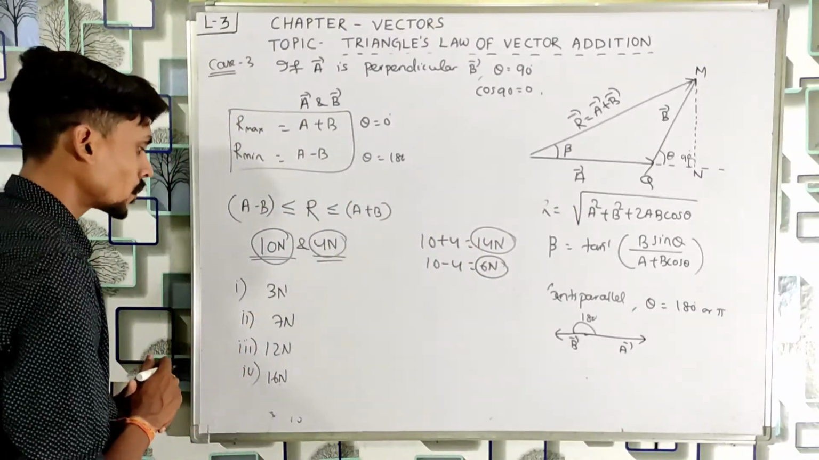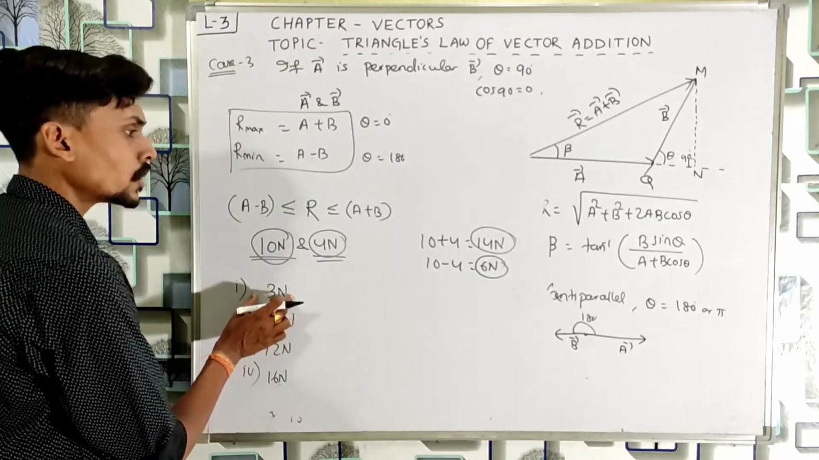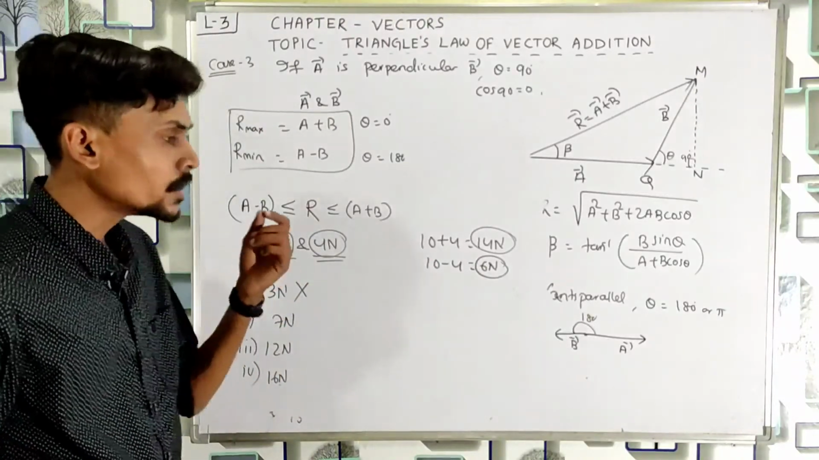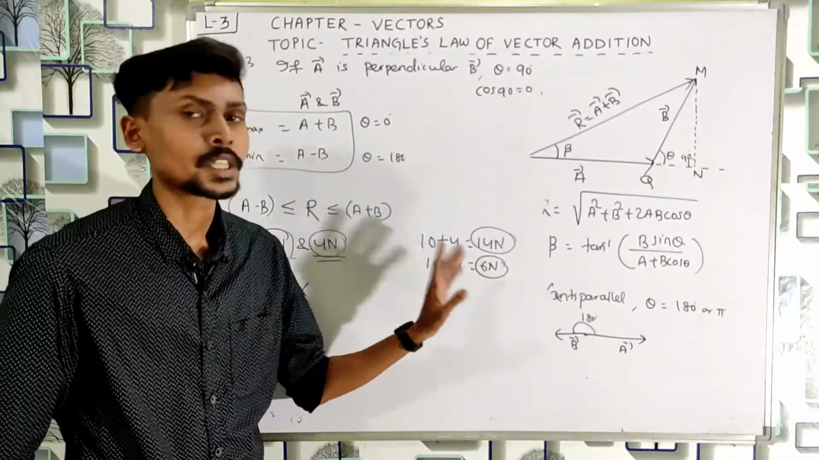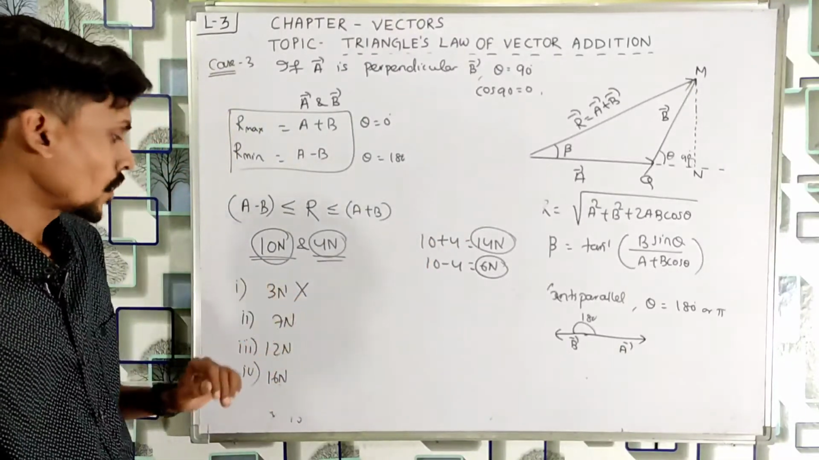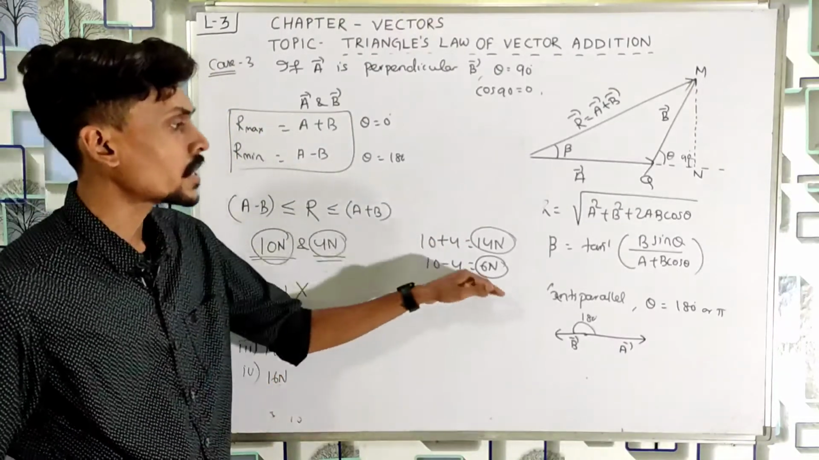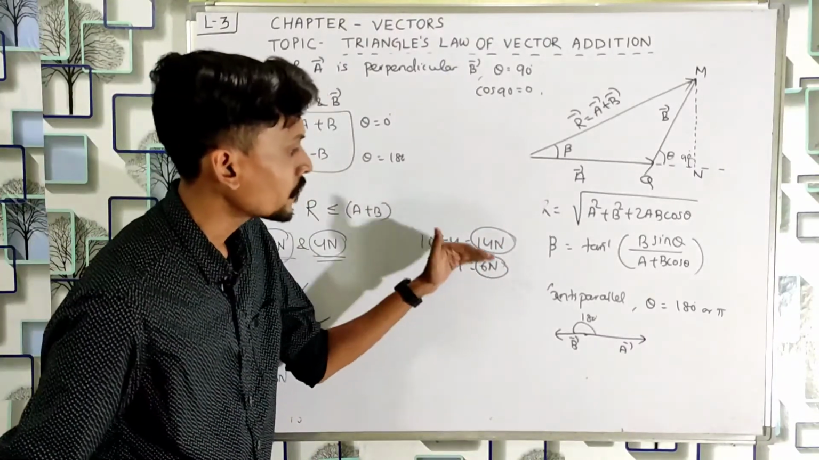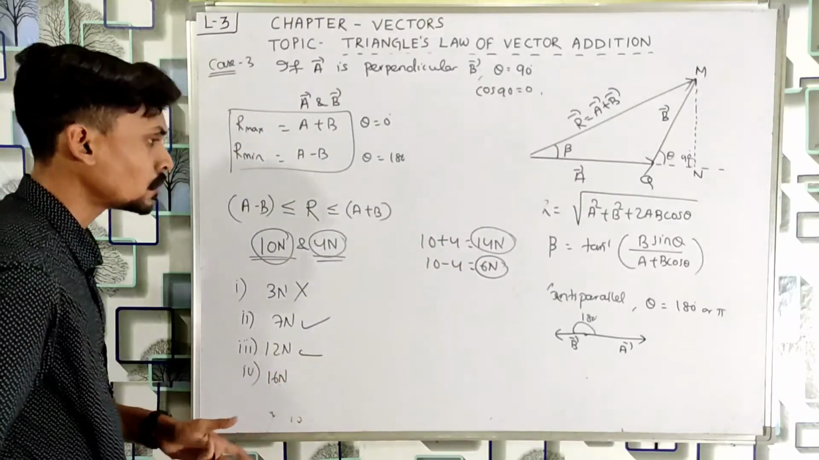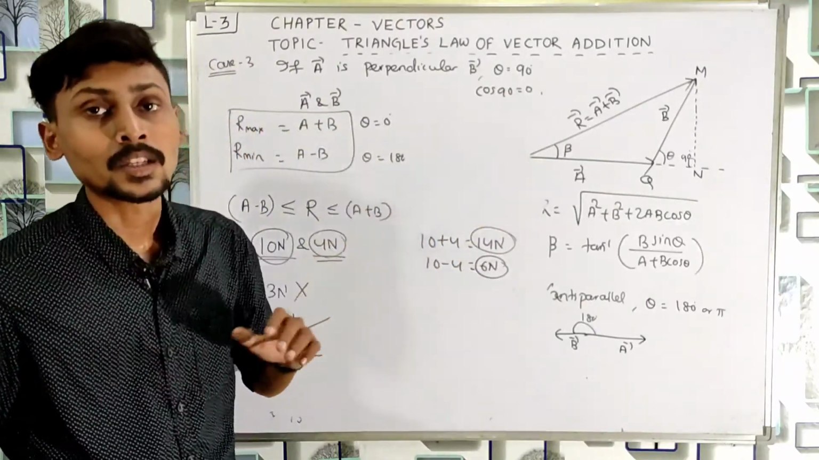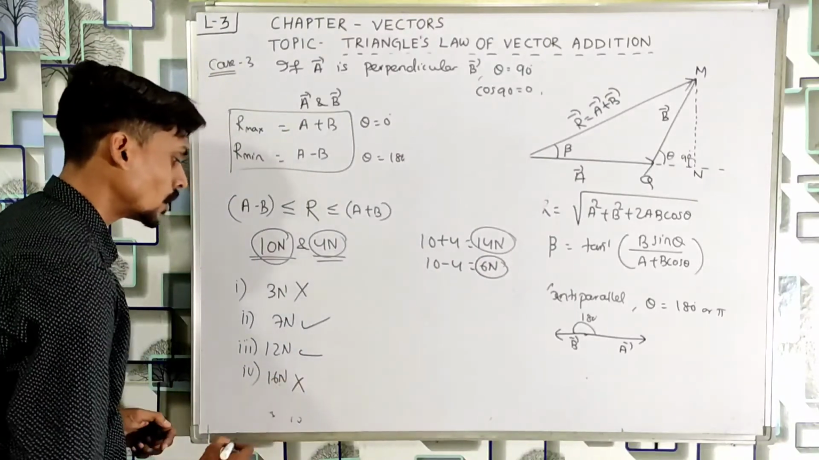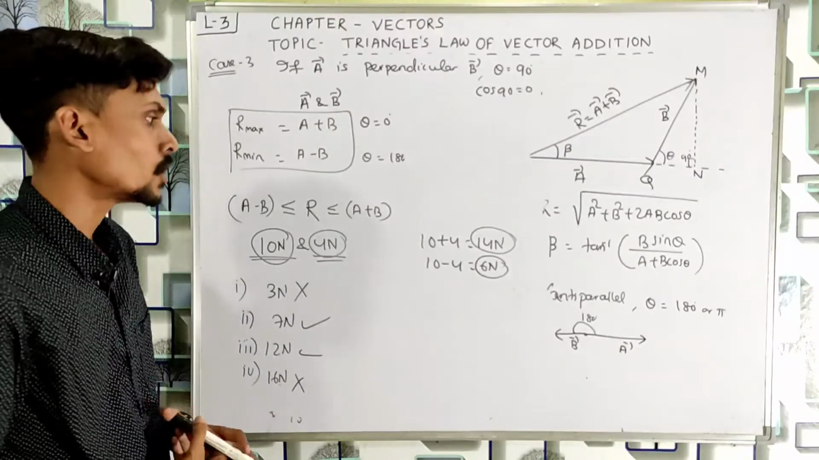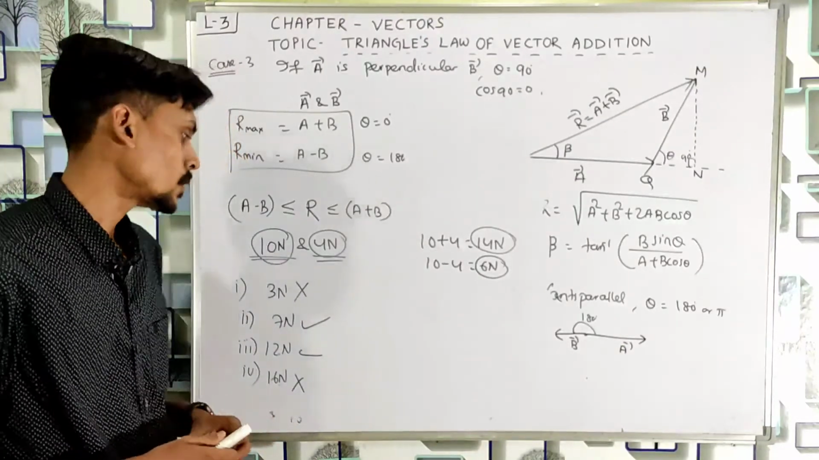So look at the first option, it is 3 Newton. 3 Newton is less than 6 Newton, so this value is not possible because the minimum value of resultant is 6 Newton. You cannot get 3 Newton. And 7 Newton lies between 6 and 14, so yes, this value is possible. 12 Newton also lies between 6 and 14, this is possible. But 16 Newton is greater than the maximum value, so this is not possible. So when we are adding the two forces 10 Newton and 4 Newton, the resultant can never become 3 Newton or 16 Newton.